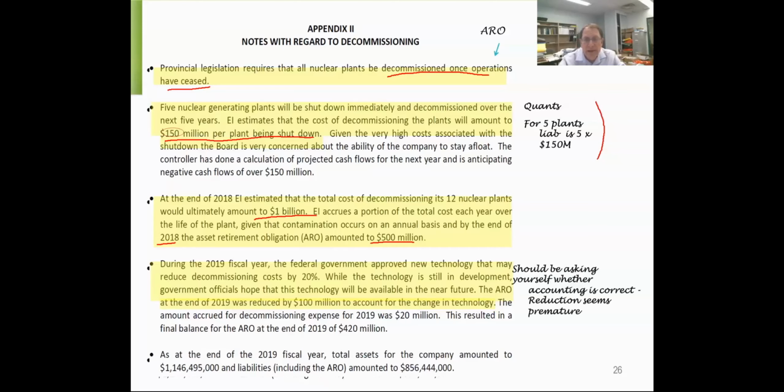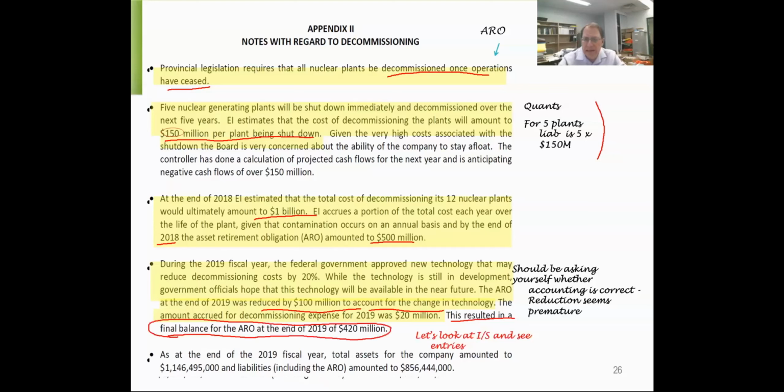Okay. The question here is, is it correct? They reduced the amount by 100 million because of this new change in technology. Okay. I don't know if that's correct. And this resulted, okay, fine. All right. Oh, 1 second. I should have highlighted this for one. Let me underline it. This resulted in a final balance for the ARO of 420 million.